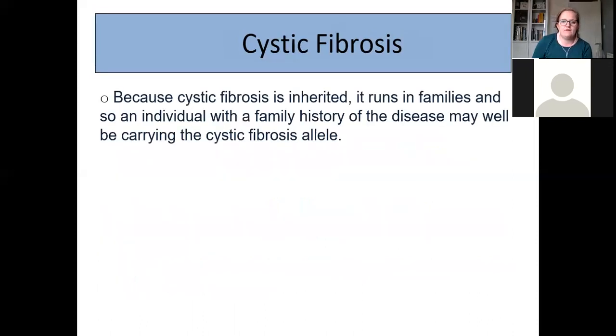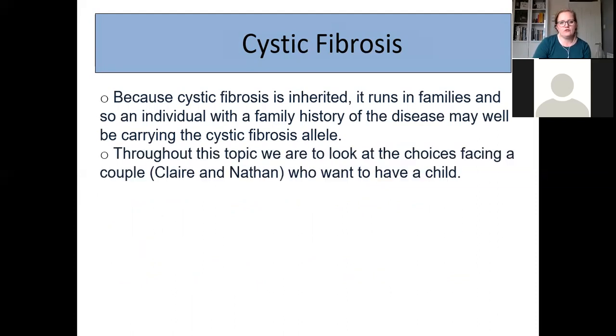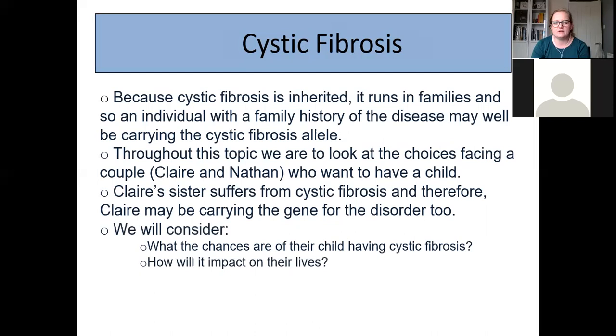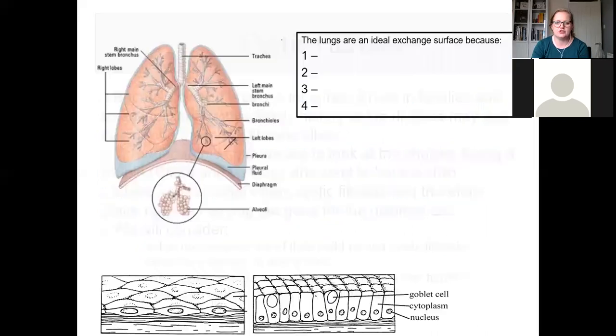Because cystic fibrosis is inherited, it runs in families. So an individual with a family history of a disease may well be carrying this cystic fibrosis allele. What we'll look at at some point is individuals, if they know that someone in their family might have cystic fibrosis, they might look at getting genetic testing first to see if they carry the allele, if they then want to have a child, in case they could pass it on. So we're going to look at later on when we do a bit more genetics how it might affect the child. So the lungs, let's have a look at the lungs.